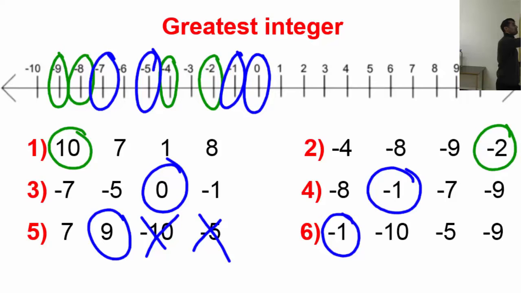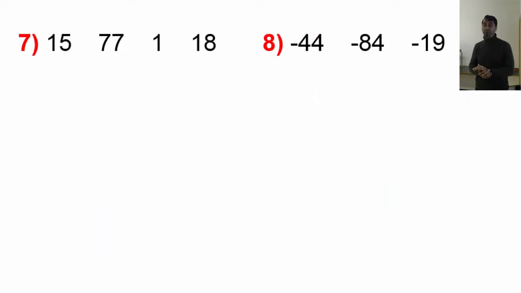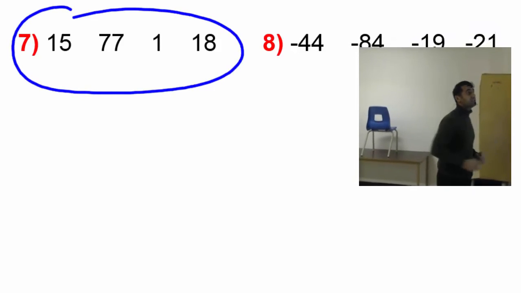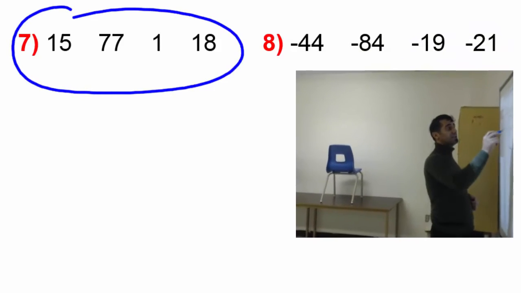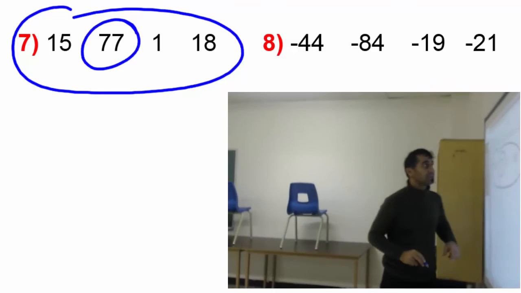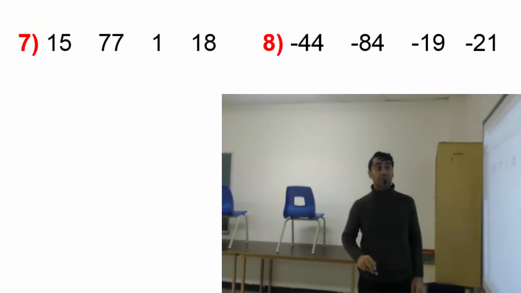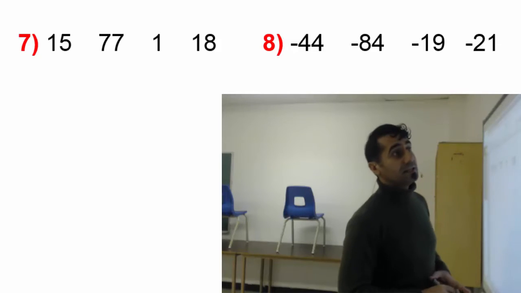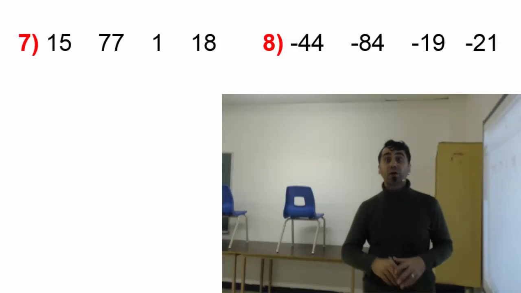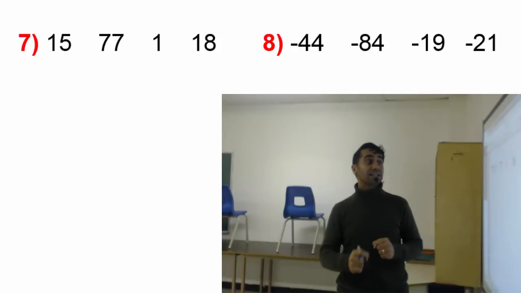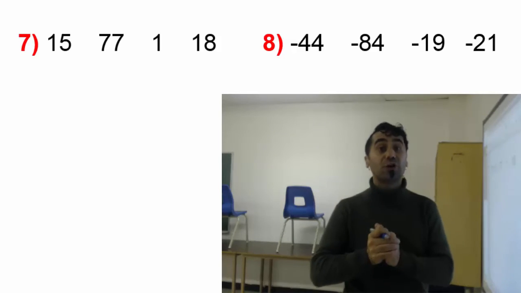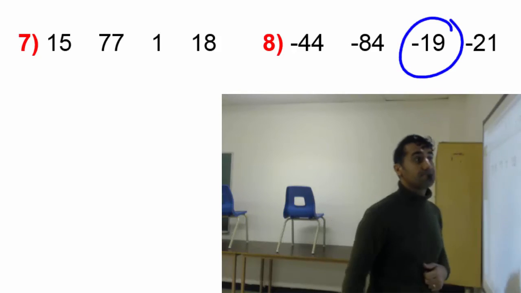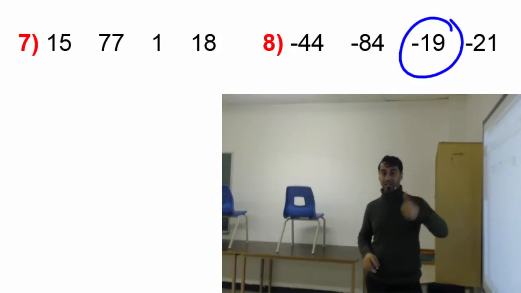Now, when you don't have the number line, if you have positive numbers here, you know the greatest in value is 77. But when all numbers are negative, negative 44, negative 84, negative 90, negative 19, and negative 21, look for the one that's the closest to 0. That's the greatest in value. In this case, negative 19. So you just have to circle. Let's practice.